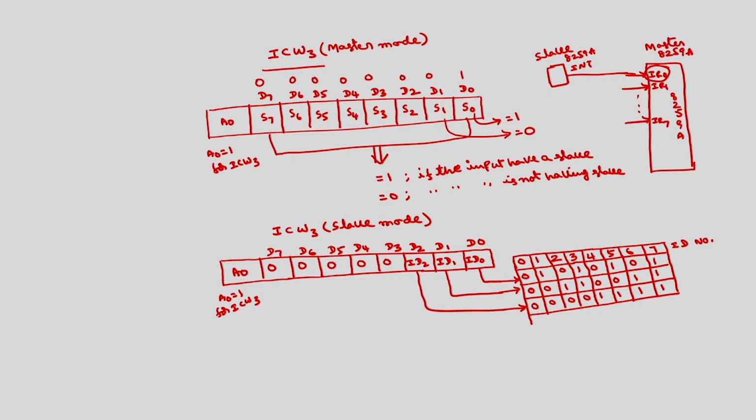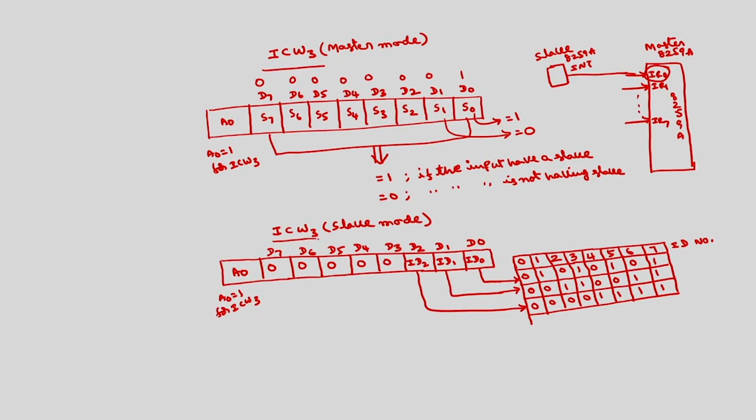So, this is the ID generated by the master 8259 in response to the first INTA bar cycle. This will be in slave mode. Whenever this slave 8259 receives this ID, it will respond to the second and third interrupt acknowledge cycles. It will give the type of interrupt code on the lower order 8 bits of the data bus of 8086. This is about the ICW3 in master mode and slave mode.